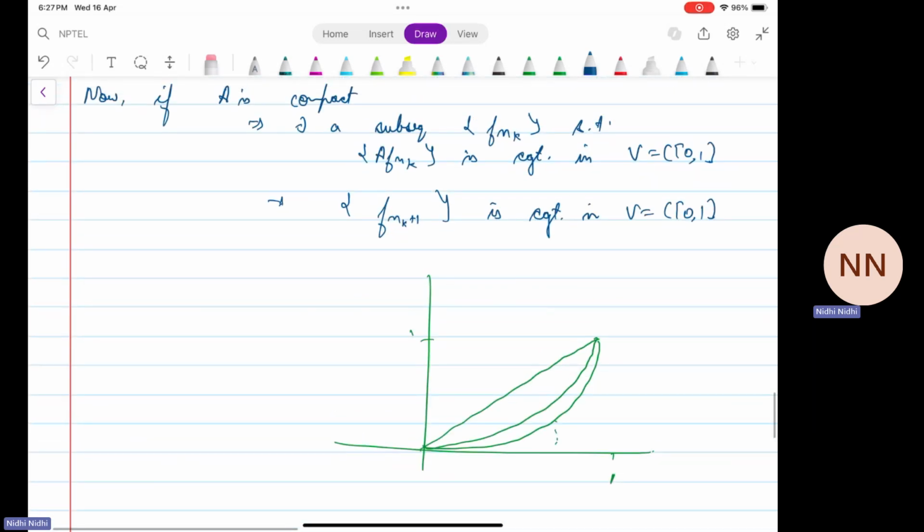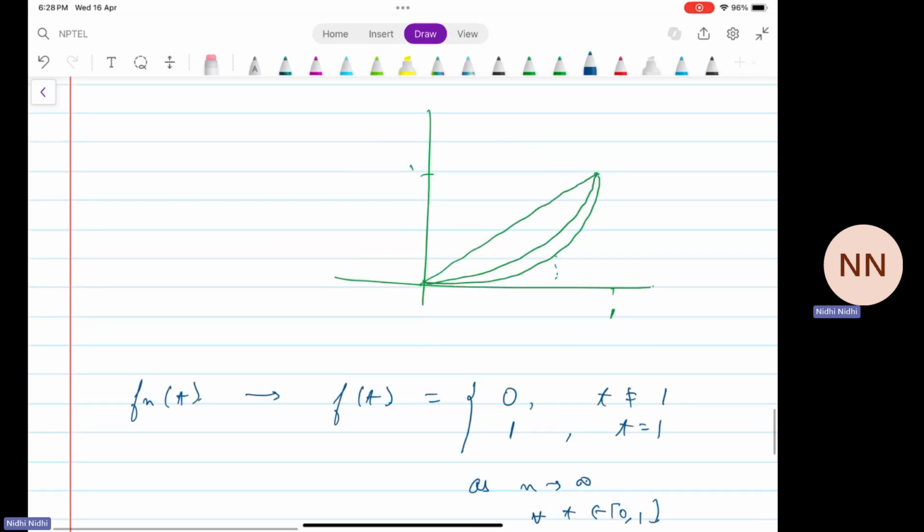Now they're saying that Fnk plus 1 is convergent in C[0,1]. That means it is uniformly convergent, because the convergence in C[0,1] is the uniform convergence. This is a uniformly convergent sequence of continuous functions. And we know that whenever a sequence of continuous functions converges uniformly, then the limit must be continuous as well.